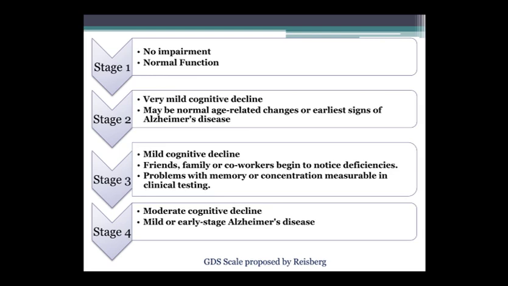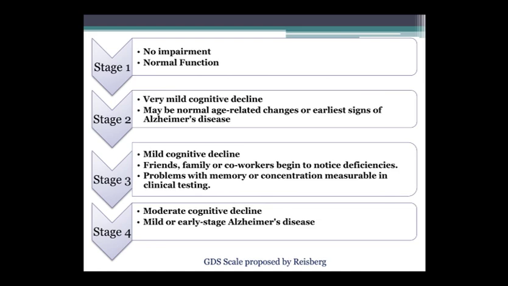But this is where very mild difficulties are present, and some of them could be due to the age-related changes in how human beings process information and how they react and how their brain works. So this is not noticeable for the patients necessarily. It's definitely not noticeable to family members. And some experts say that with a very careful evaluation, very mild stages of Alzheimer's disease could be detected.